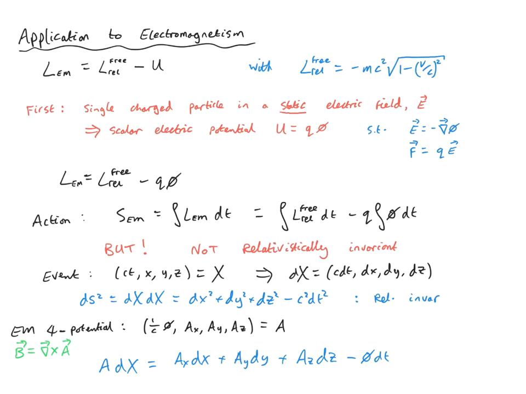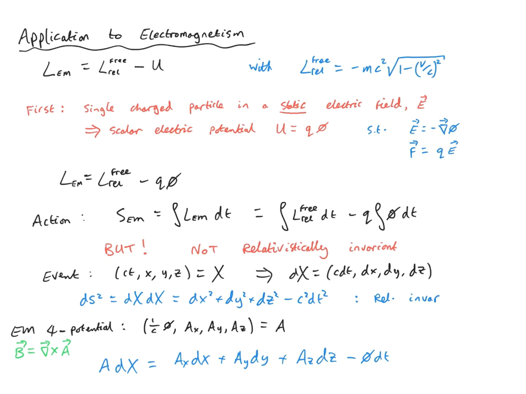And what we have in the guess here for our relativistic action involves a phi dt term. That's just one part of this whole object here. It's not the full thing. And so, as a guess, what we'd imagine is that if we want a relativistic action, we would have this piece minus q phi dt, but then we should also have q times these other terms.